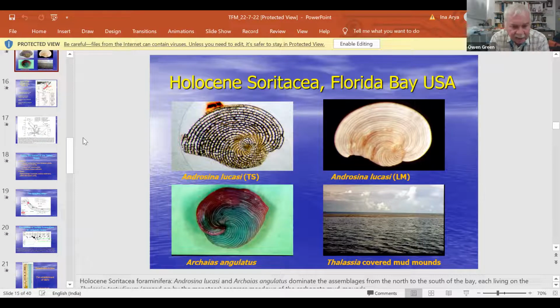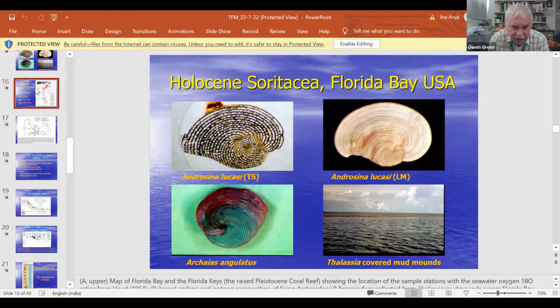The green hue to it is because of the endosymbionts which are within the test. And the thalassia covered mud mounds on the bottom right hand side are showing you just how shallow it can be. That's not exposed land you're seeing there. It's actually a thalassia meadow of seagrass. So if we go on to the next slide, please.